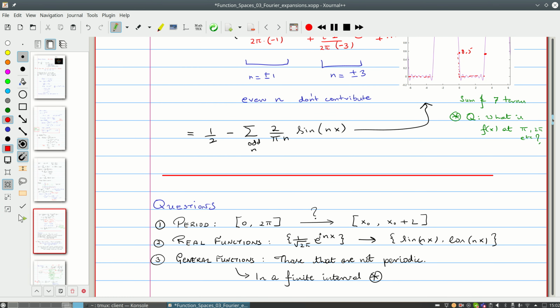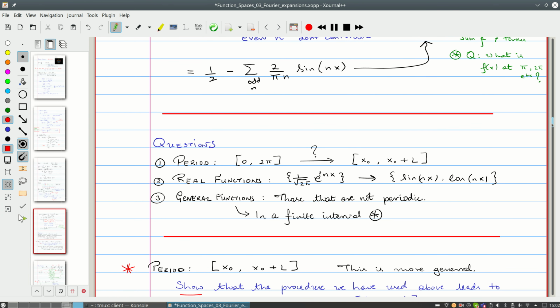Now, we have a few questions. The first question is, what happens if you wanted to change the period from 0 to 2 pi to something else? For example, x naught to x naught plus L. We don't have to start at 0, and we don't have to end at 2 pi. We can end at x naught plus L. So the period here is L.